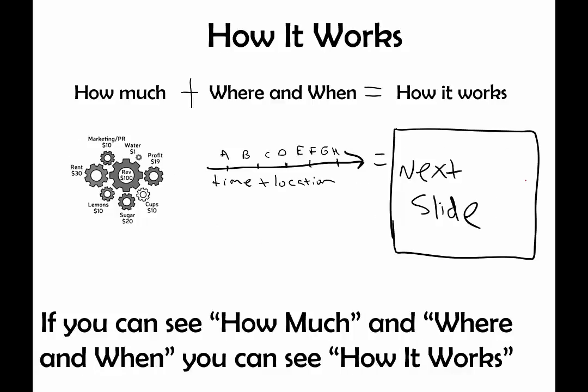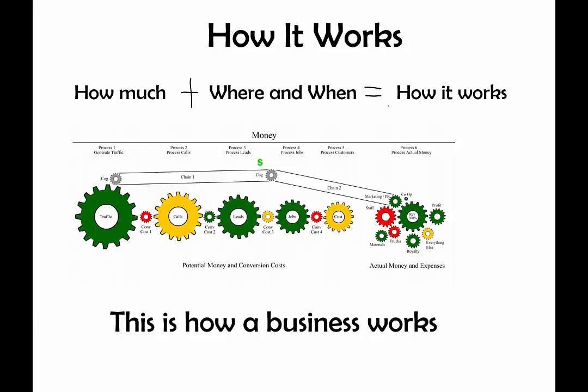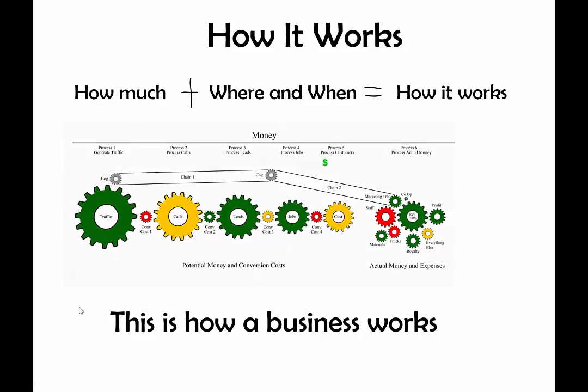So how do we put all this together? I showed you a visual way to see how much money is in a business system. And in this presentation, I showed you a way with a simple timeline to see where and when things are happening. If you add those things together, you get a model of how it works. And this is a model of how a business works. This is one snapshot in time. And this is many snapshots over time.